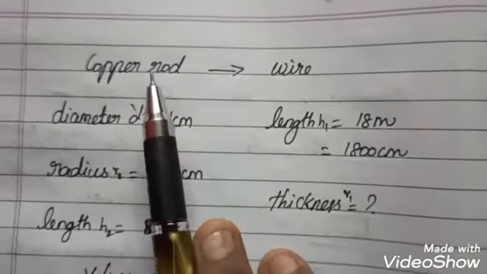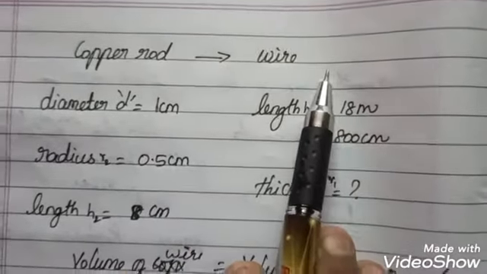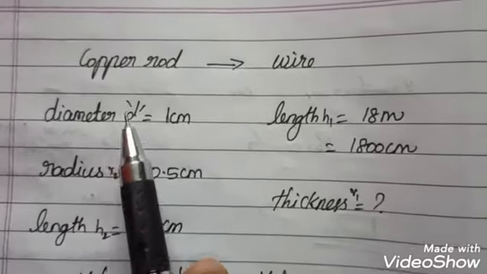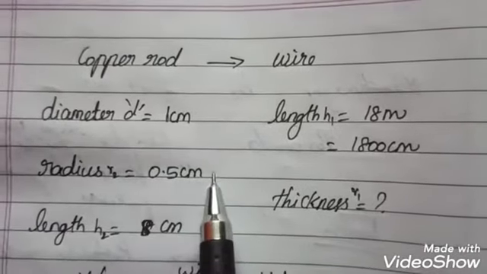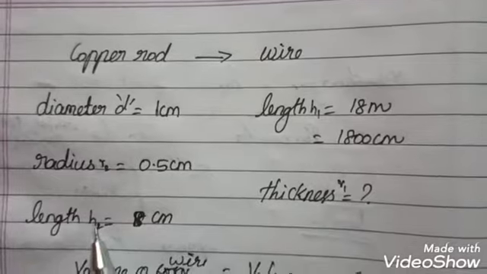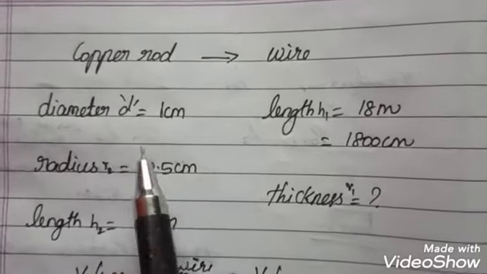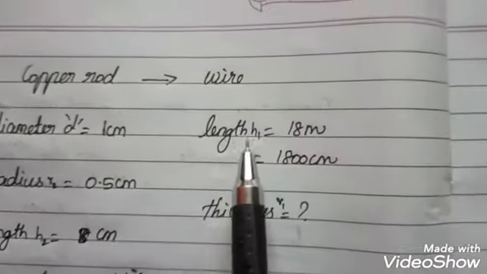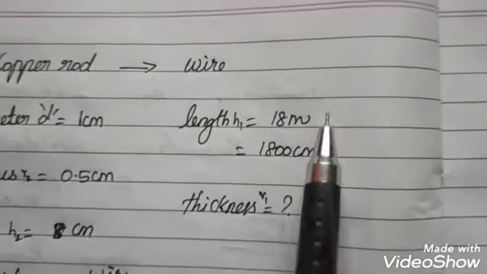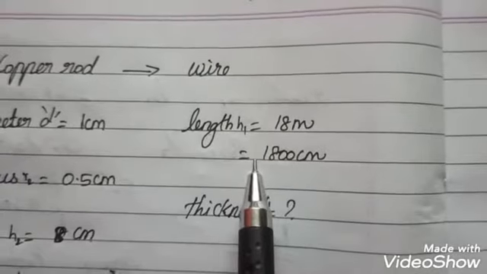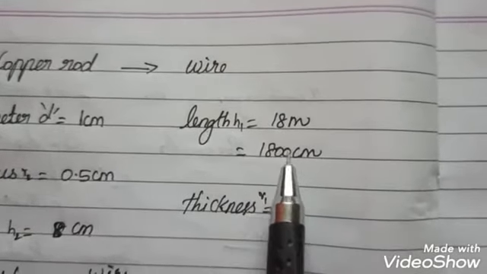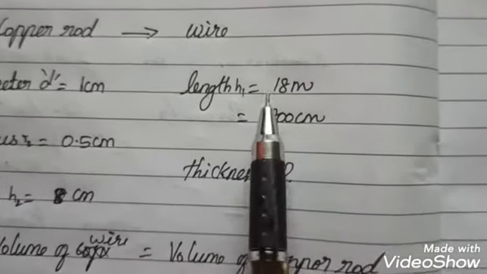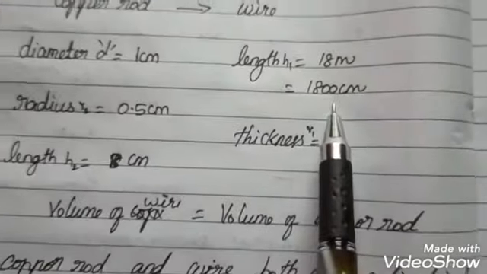So clearly, we are given that the copper rod can be changed to wire. For the copper rod, the diameter is 1 centimeter, so the radius, half of the diameter, is 0.5 centimeter, and the length, that means height, is 8 centimeter. Here we take this as R2 and H2. The wire length H1 is 18 meter, which I convert into centimeter, 1800 centimeter. So thickness R1. Why do I take R1 and R2? Because we need to find this one, so I keep the wire on the left.